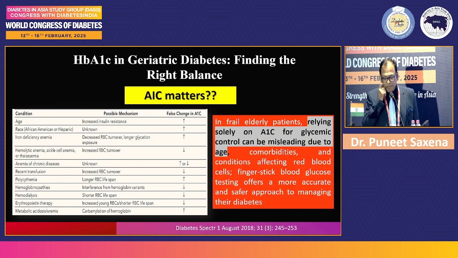HbA1c in geriatric diabetics: as I was telling, in frail elderly patients, don't rely solely on HbA1c because there are so many comorbidities, such as anemia, chronic kidney disease, and drugs. Whatever is going on, the HbA1c is falsely assessed and is not the true depictor. Even if it is assessed rightly by the lab, it is not the true depictor of glycemic control in the elderly population.